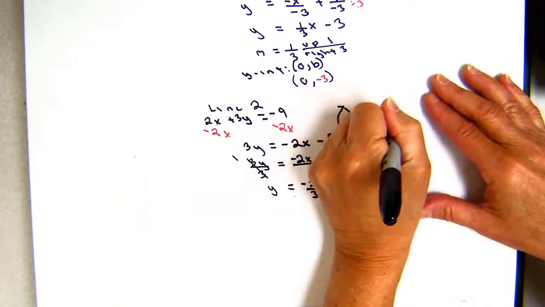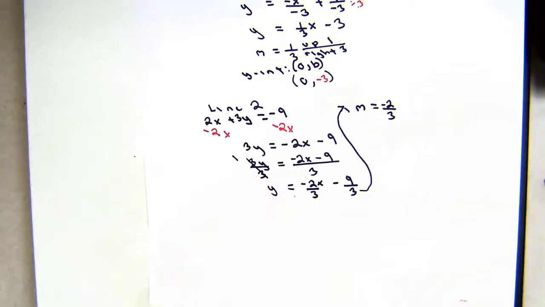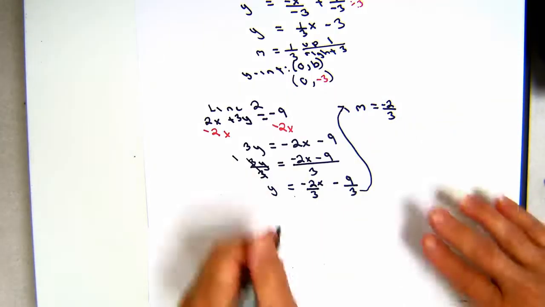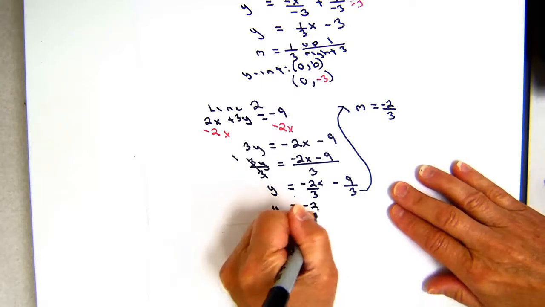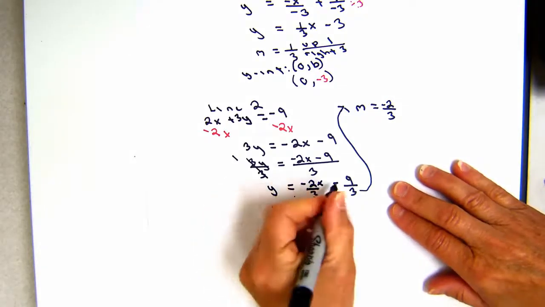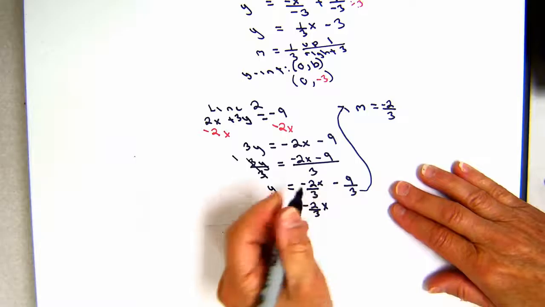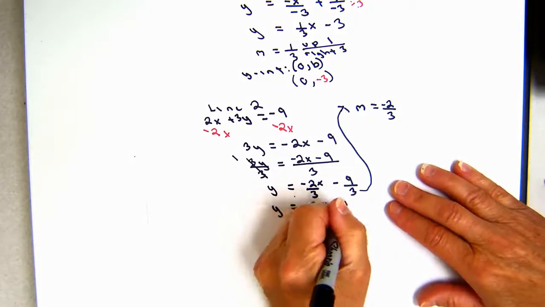Not with the x, just the coefficient, because it's in the form of y equals mx plus b. And I forgot to reduce this. When I reduce this, I get negative 2/3 x. That's reduced. What's negative 9 divided by 3? Well, that's negative 3.